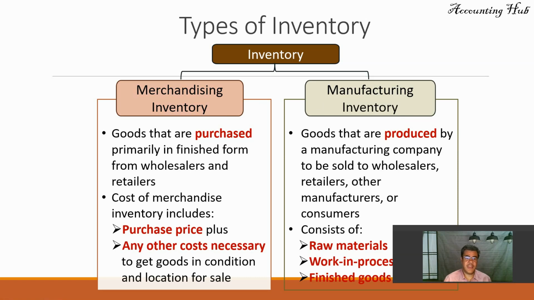Goods that are purchased primarily in finished form from wholesalers and retailers. So, what is the basic difference? Merchandise: I purchase A, I sell the same A. I purchase soda, I sell soda. Manufacturing company: I purchase wood, I sell furniture. So I purchase A and I sell X. Okay? So the cost of merchandise inventory includes the purchase plus any other costs necessary to get goods in condition and location for sale. For instance, shipping. We add it to our purchase price.